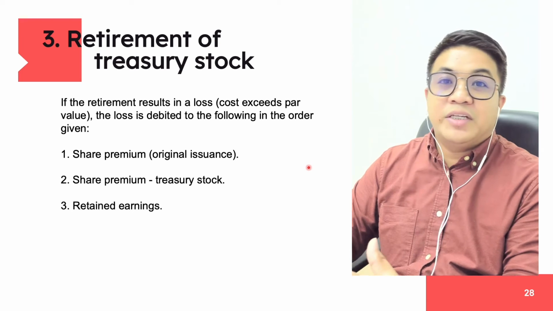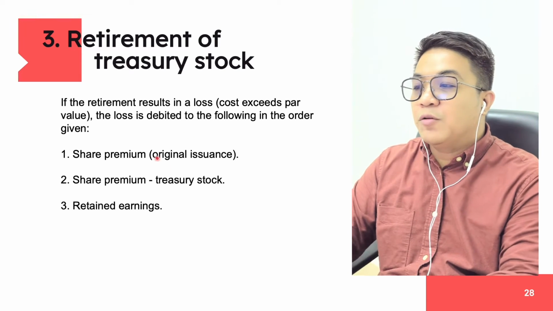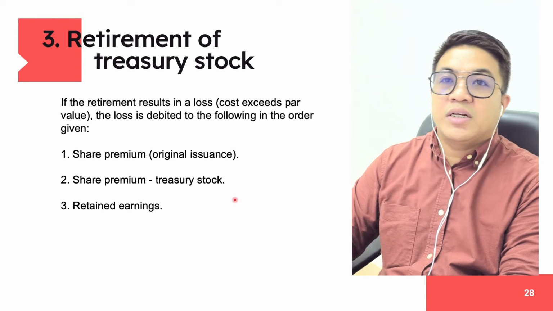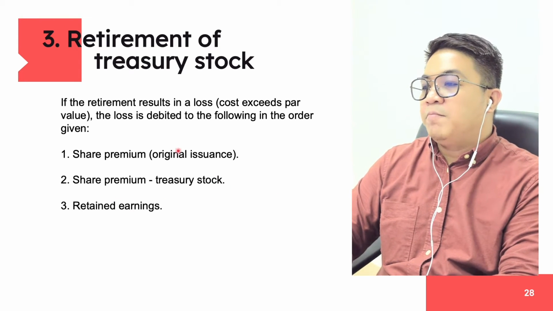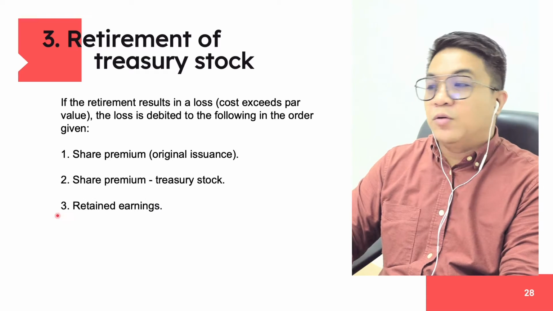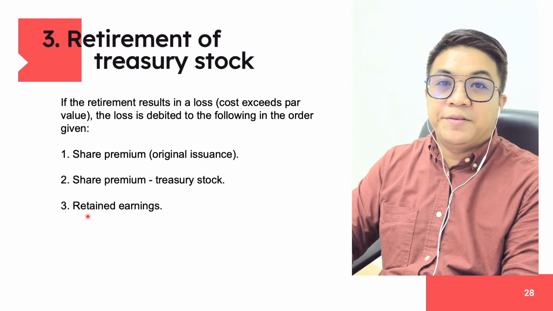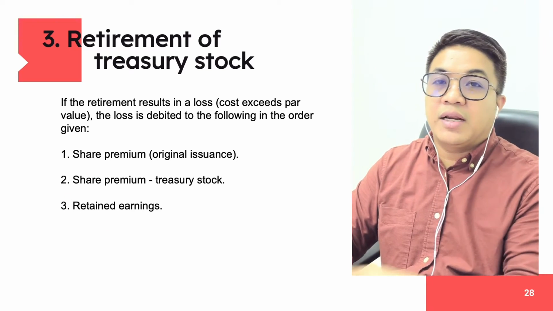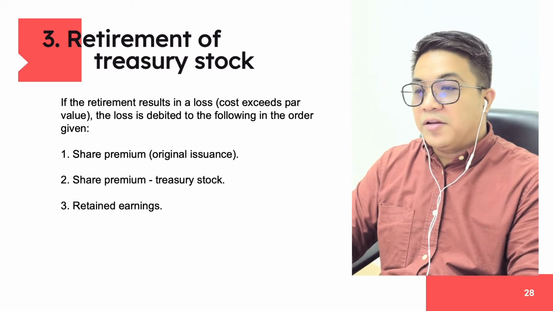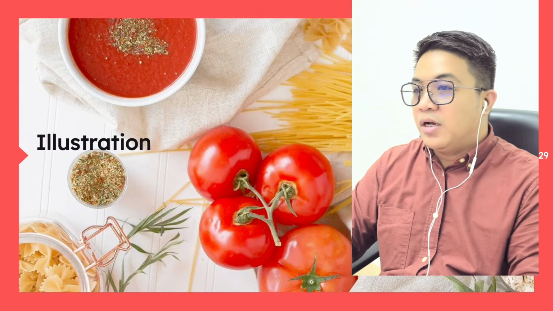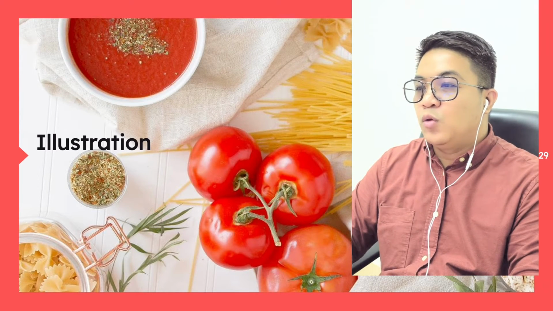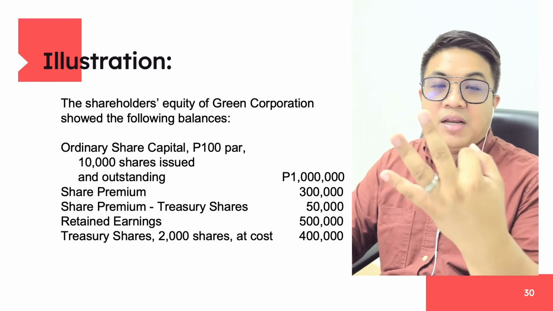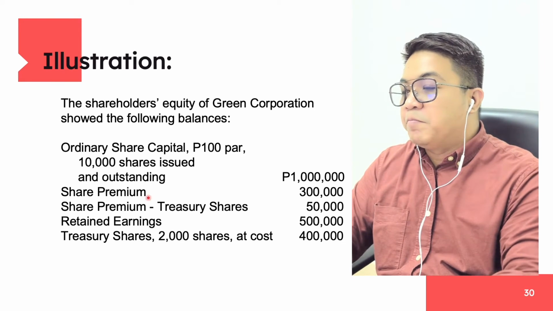What's the proper term? I-exhaust muna natin. Ubusin muna natin yung balance natin. If ubus na, then we'll go to share premium dash treasury stock. And lastly, pag wala na tong mga share premium na to, we will use the retained earnings. Kung hindi naman to given sa problem actually, we'll just use directly to the retained earnings. Okay, let's have this short illustration to explain what's the concept behind these 3 rules na kailangan nating i-prioritize.